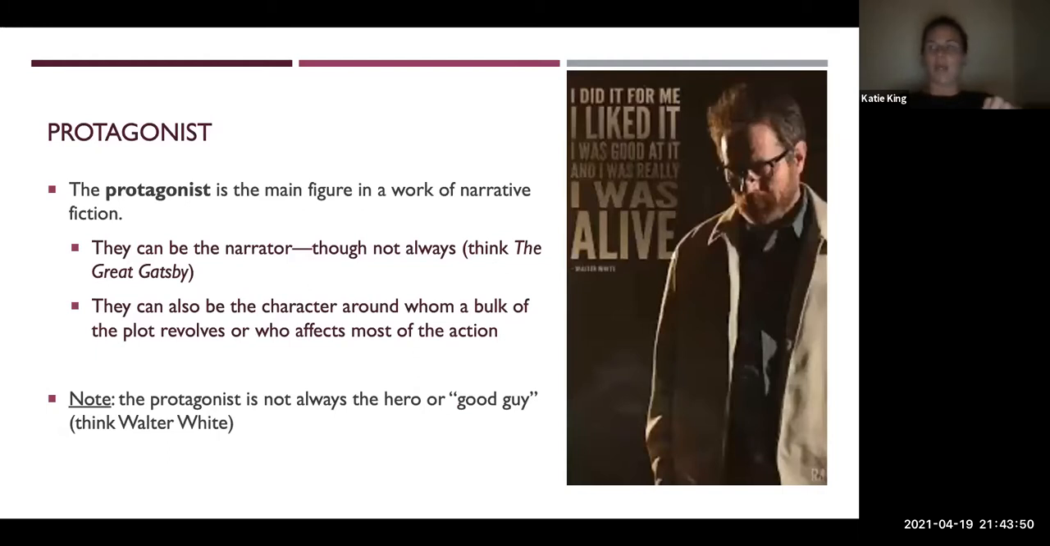In drama, in narrative, we have the protagonist. And the protagonist is the main figure in a work of narrative fiction. But here's a couple things you have to keep in mind. Get out of your head the notion of the good guy, because the protagonist is not necessarily always the good guy. The protagonist can be the bad guy. The protagonist can be neutral.